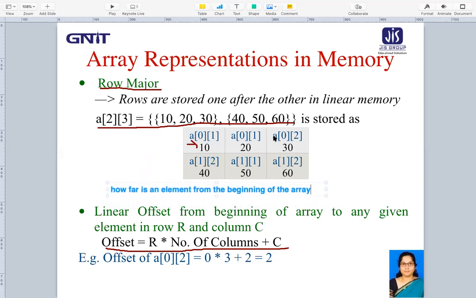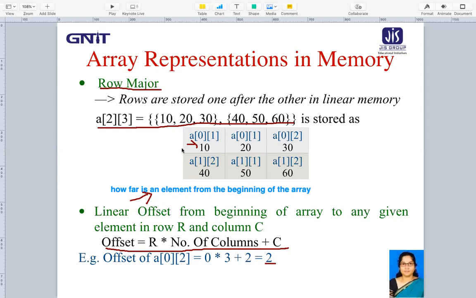So let us see. If I'm talking about the element A02, how far is it from the beginning of the array? So row, what is R? R is 0 here. So R is 0 into the number of columns. We have 3 columns, plus the column number, which is 2. So it's 0 into 3 plus 2, which is 2.